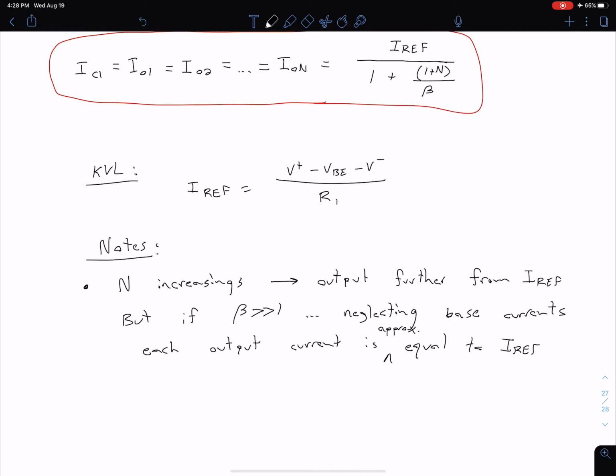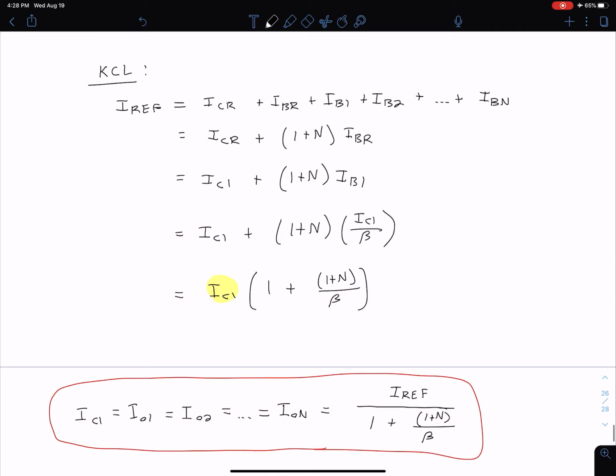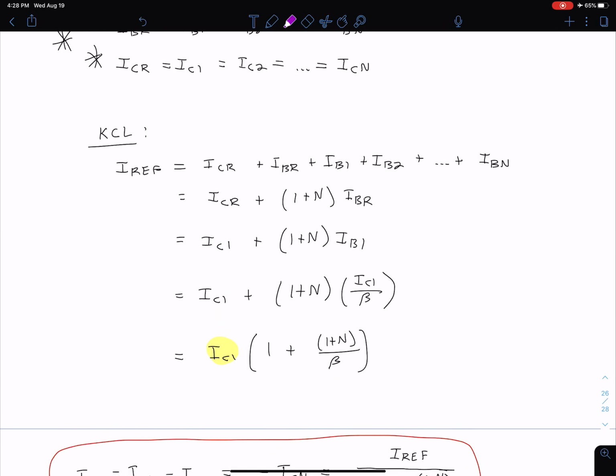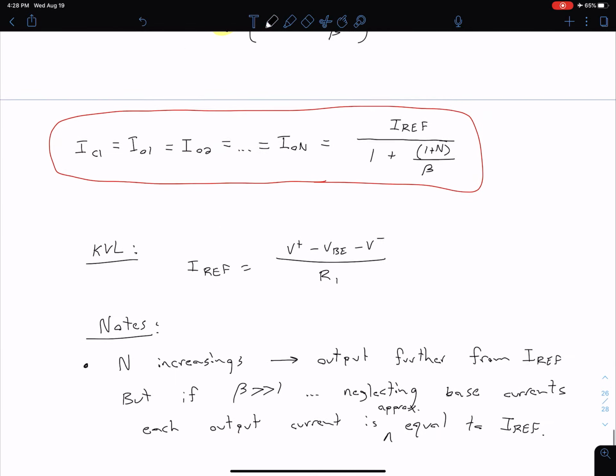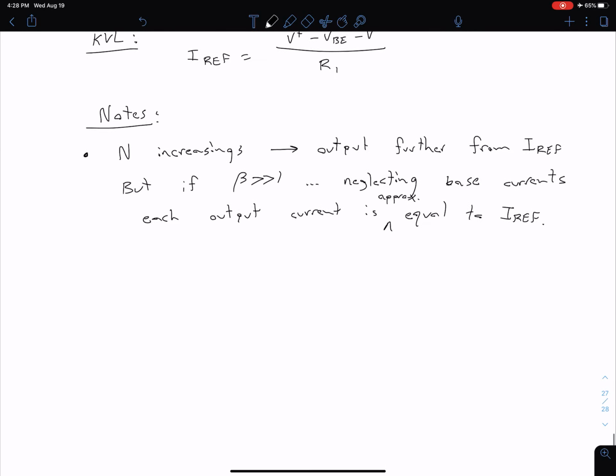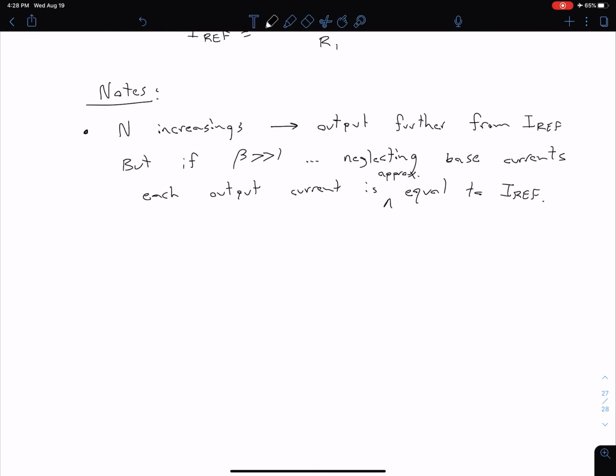And so if we come back up here to our derivation, we can see where we did that. Essentially, we would just be ignoring all of these here. And then, of course, we have ICR is equal to IREF as claimed there. But, of course, that's approximate because we're neglecting base currents.